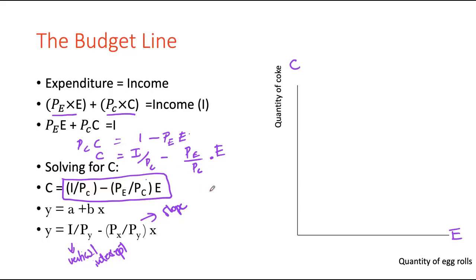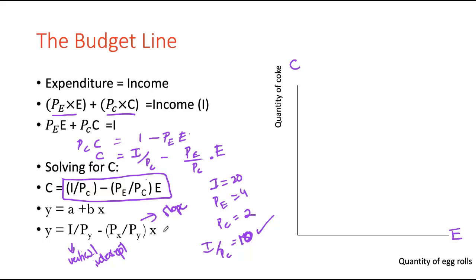We just did this example with income of 20. Price of egg rolls was $4 and price of coke was $2. And let's see if we get the similar things that we got in our previous diagram. Vertical intercept should be now income divided by price of coke, which is 20 divided by 2 is 10. And that's exactly what I got on my previous slide.